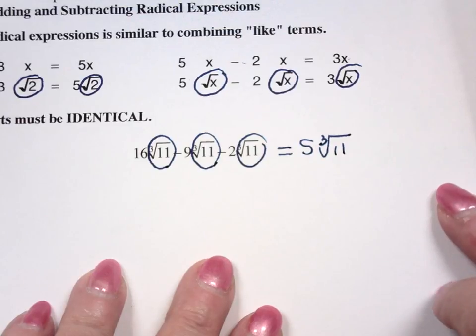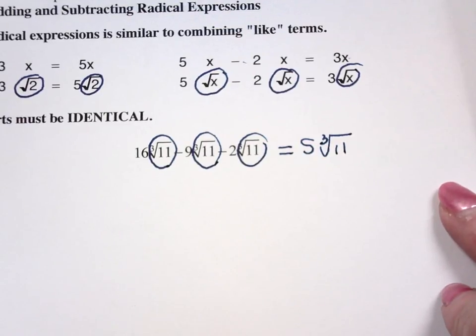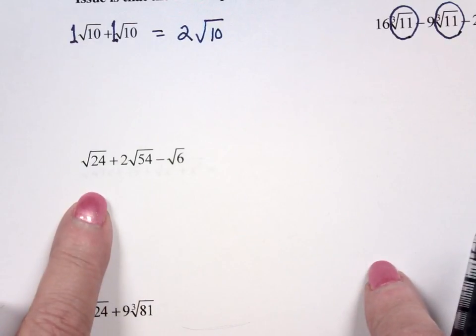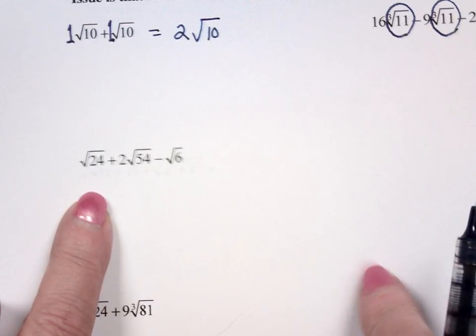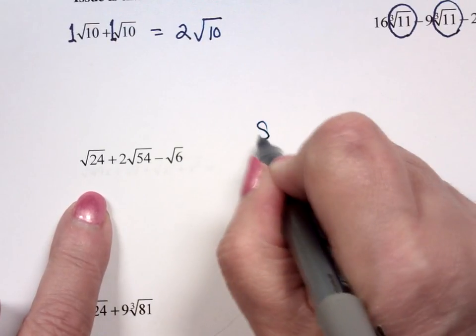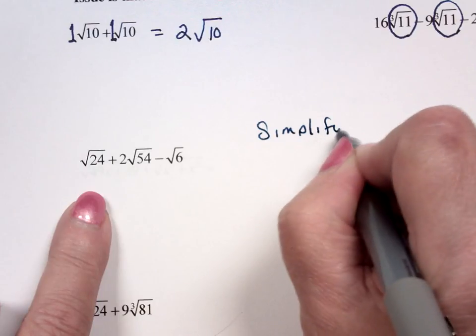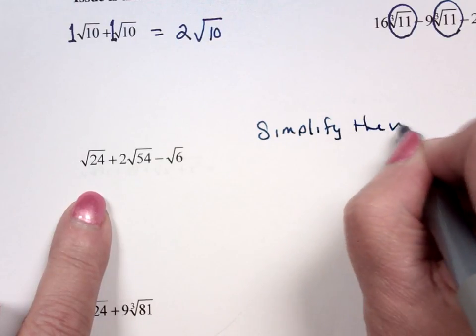Now, that's the easy part. You say, well, then what happens? Well, let's take a look at this guy. Nothing is the same. So the first thing I have to do is to say, can I make them the same? So I'm going to need to simplify the radicals.